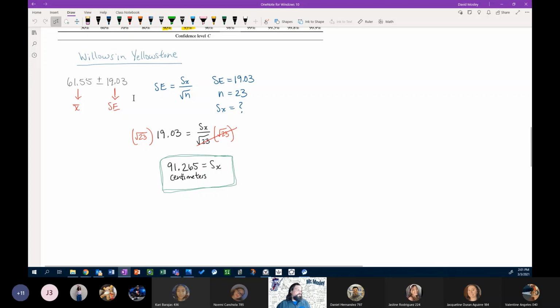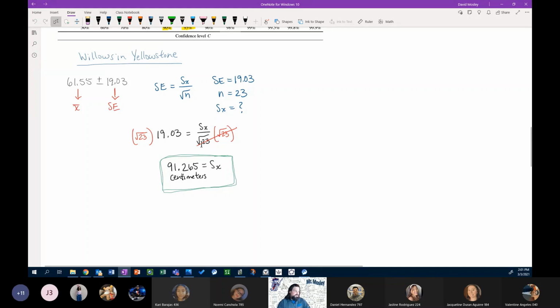Oh, I'm sorry, it's just this equation, I apologize. So we have SE equals S of X divided by square root of N. We write down the parts of this thing that we know. We know SE, we know N, we don't know S of X. So we replace the variables with the values we know, and we solve for S of X.